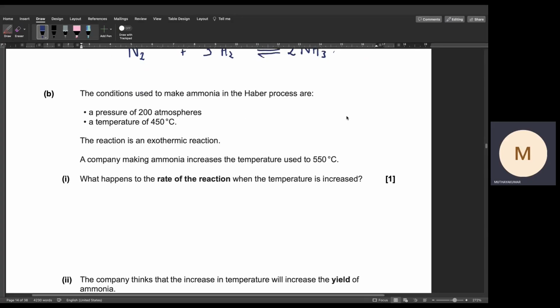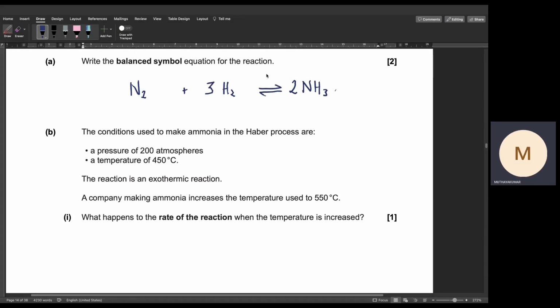Part B, the conditions used to make ammonia in the Haber process are pressures of 200 atmospheres and a temperature of 450 degrees Celsius. The reaction is an exothermic reaction. So that means forwards is a negative delta H value, exothermic.